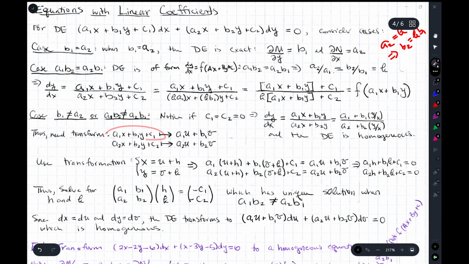And that's the top equation there. And the bottom equation, we do the same thing for x, u plus h. For y, v plus k. And we have these c1, c2. And our aspiration is to get it in this form.